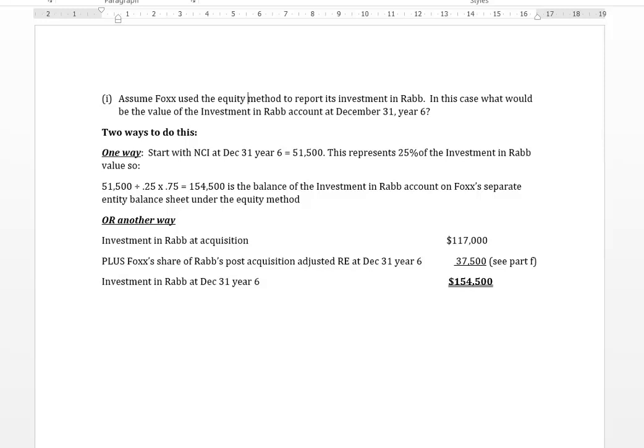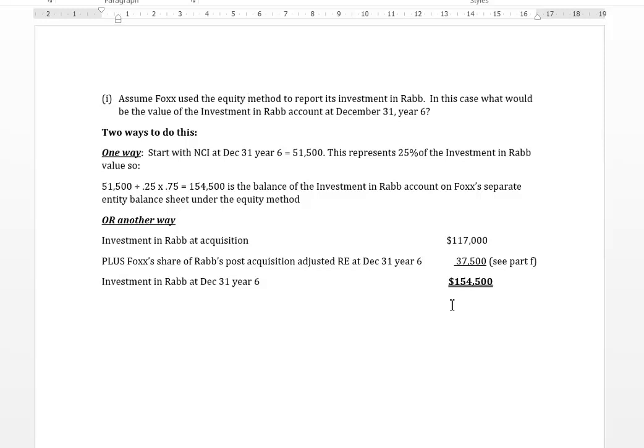We remember from our earlier studies in this course that whenever you're recording on the equity basis, there is a value for the investment on Foxx's, the parent's, separate entity balance sheet, which is going to be different from the cost. The original cost of this investment was $117,000. So we would expect to get a value for the investment in Rabb, the sub-account, that is different from $117,000. So let's begin that calculation.